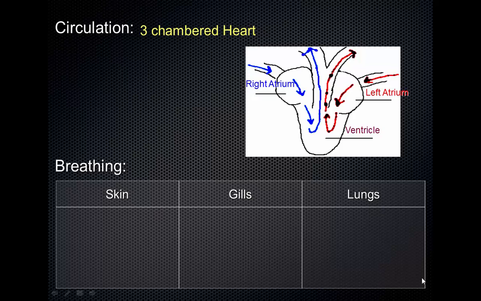In a fish, for example, all the blood gets mixed together. So you have some blood that's rich in oxygen getting mixed with blood that's poor in oxygen, so it's not quite as efficient. But a three-chambered heart allows some separation between those two types of blood, so the deoxygenated blood can be sent to the lungs, oxygenated blood can be sent off to the body.